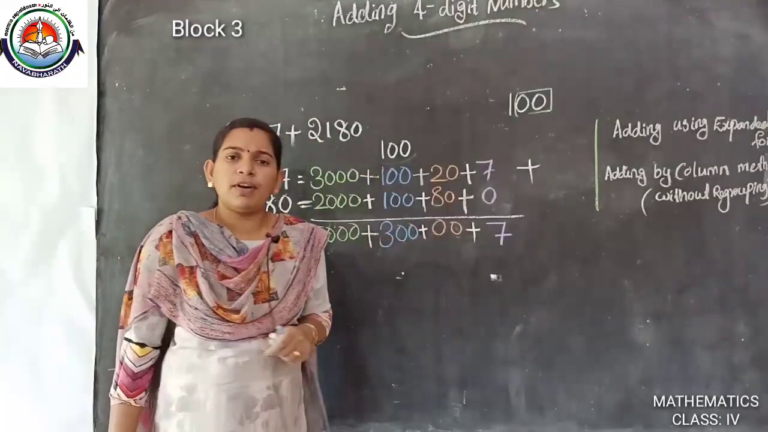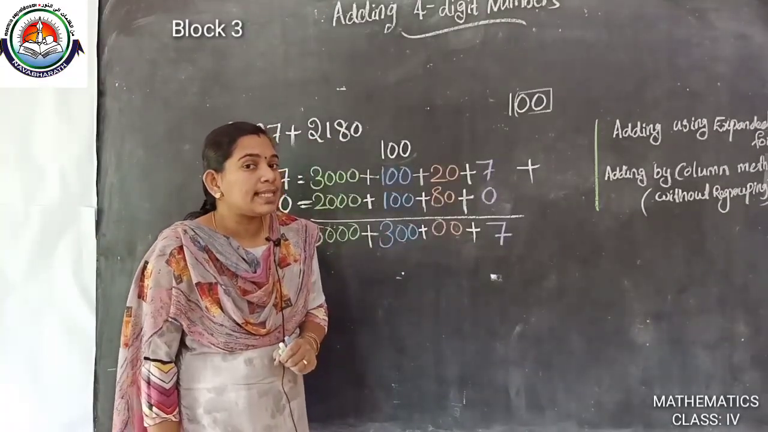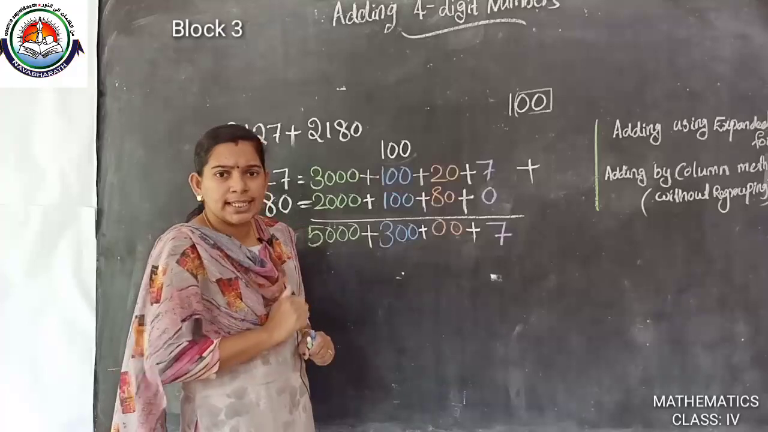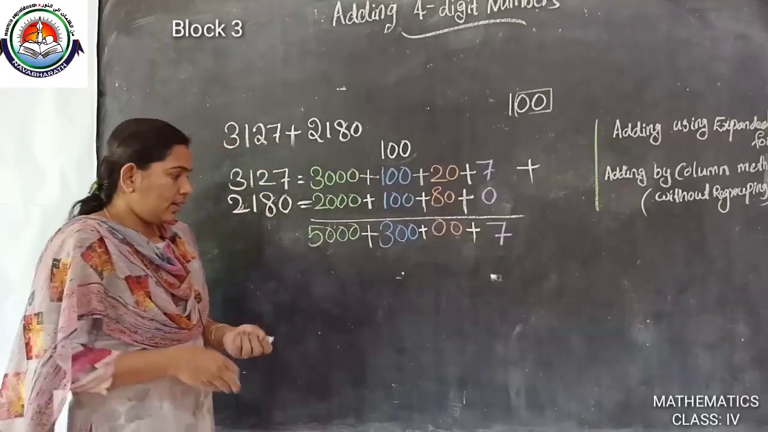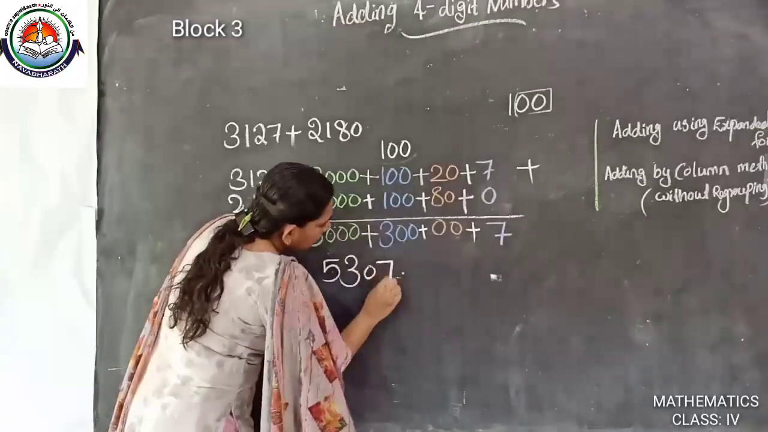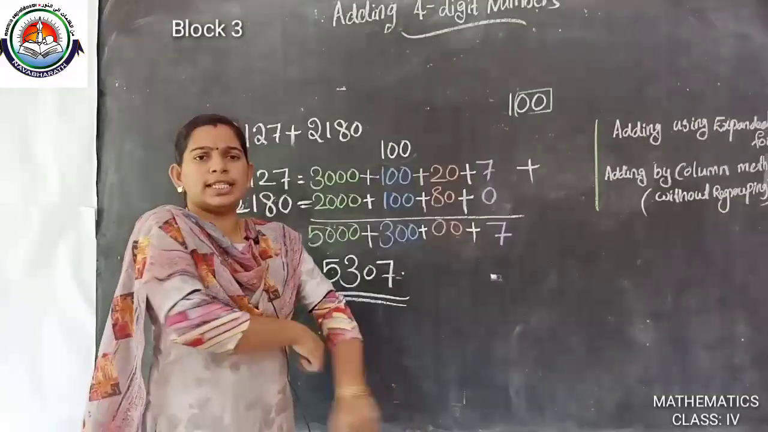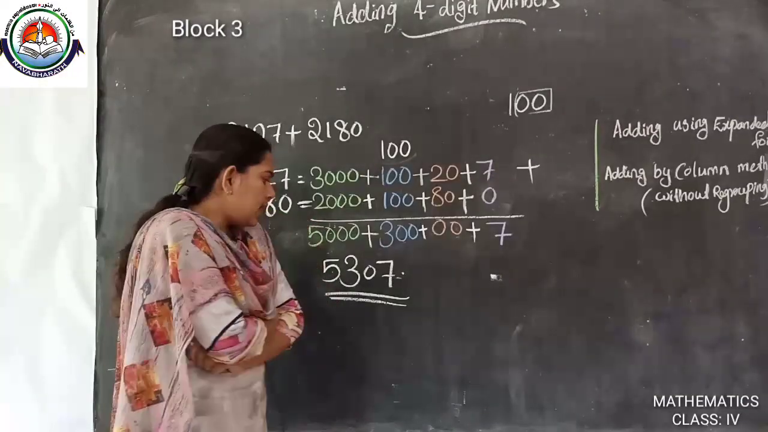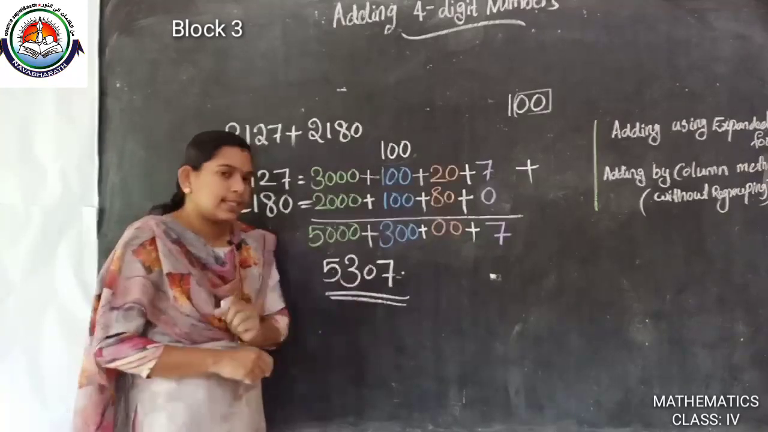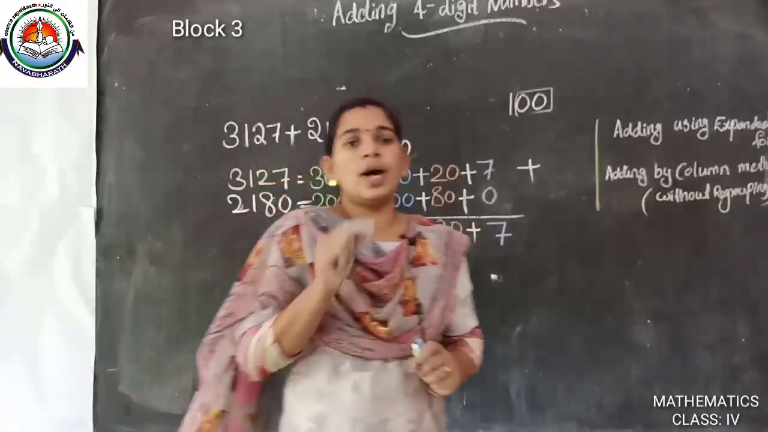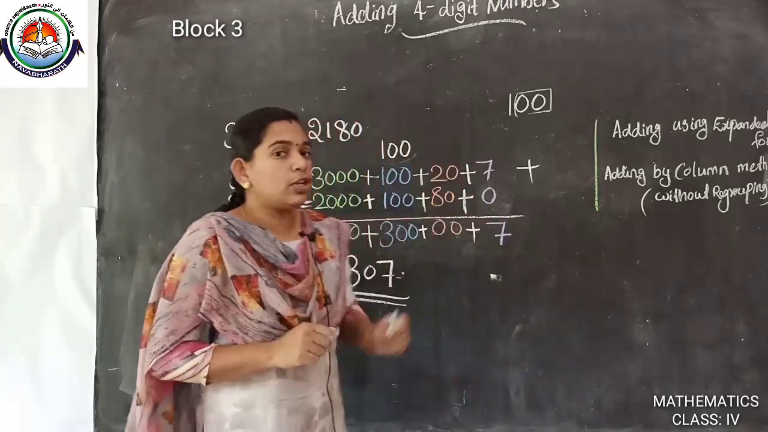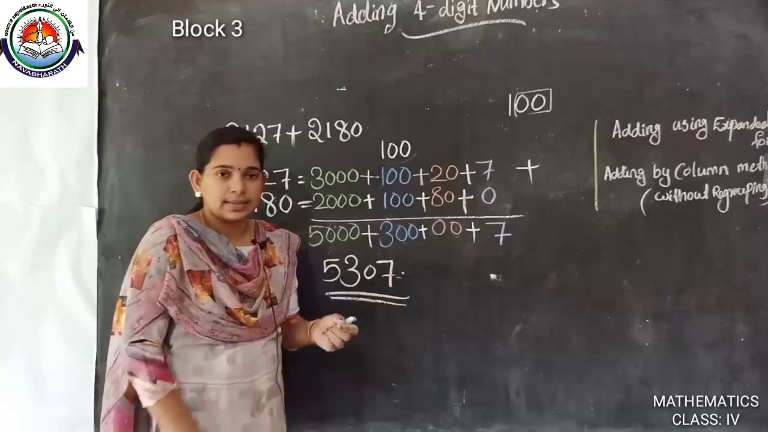This is the expanded form of our answer. What is the standard form of our answer? Say loudly. What is the standard form of this answer? 5,307. How many of you got this answer? Very good. So those who did not get this answer, correct your answer. In the same way, do the second problem also using expanded form and find the answer.